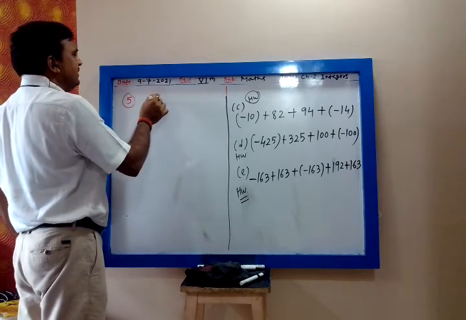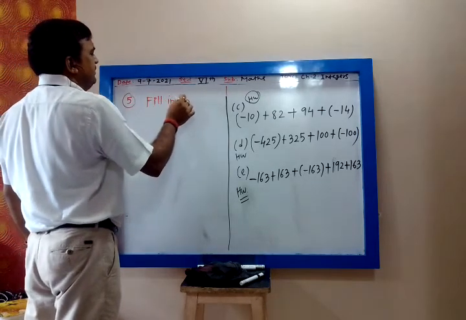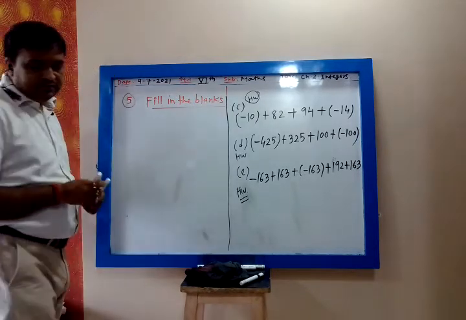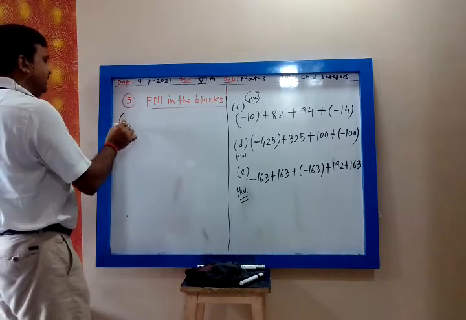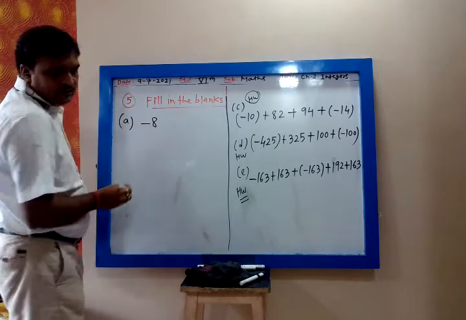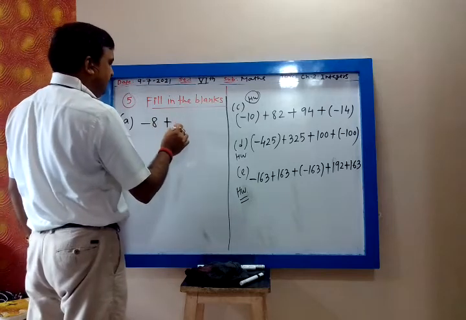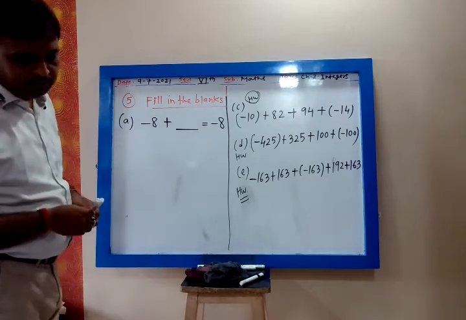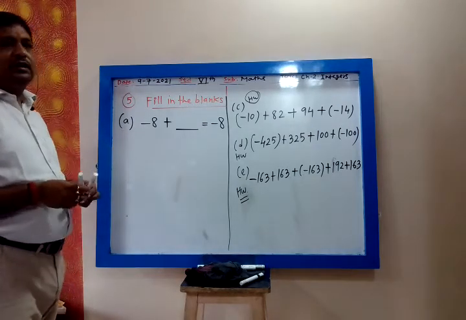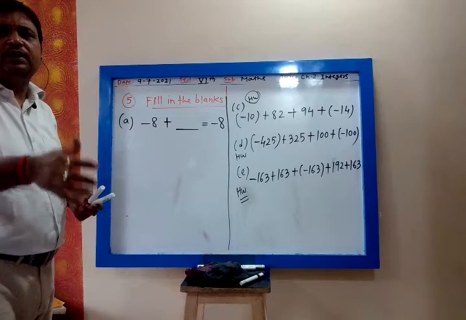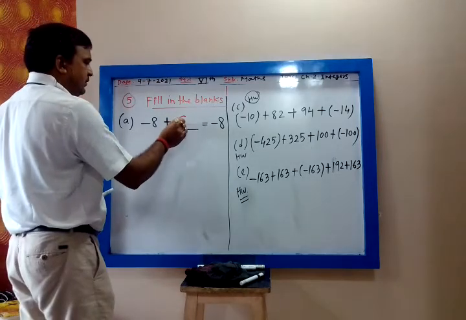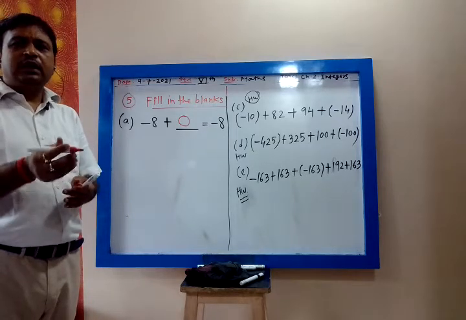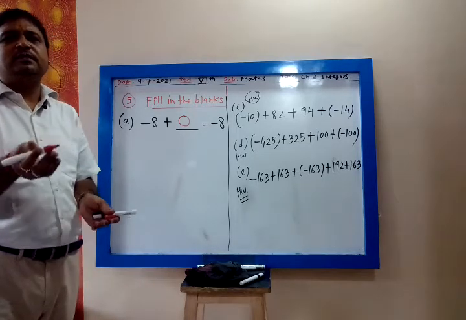Fifth one, fill in the blanks. You have to mute the microphone because if background disturbances are there, you have to mute the microphone. My dear. Fill in the blanks. First, minus 8 plus blank equals minus 8. Which number did you add so that you get the same number? That is 0. Whenever we add 0 to any number, you get the same number. Whenever you subtract 0 from any number, you get the same number. Okay?